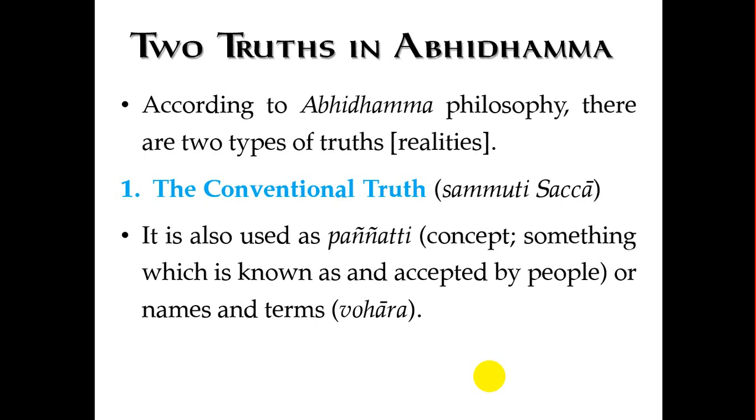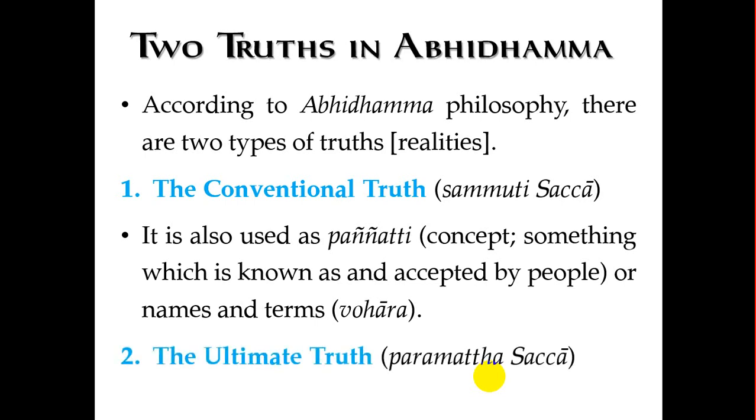Therefore, conventional truth is called vohāra. Vohāra means names and terms. Sammuti Saccā, paññatti, or vohāra, they are the same, right? I will explain one by one. An easy way is the names and concepts in your mind. We have our name, right? We have imagination or concept in our mind. When I see somebody, I have a concept about that person. When I think about Mangala Vihara, I have a concept or imagination in my mind, which is different from others, right? These are called paññatti, sammuti Saccā. They don't actually exist.